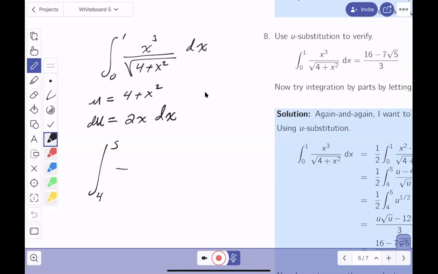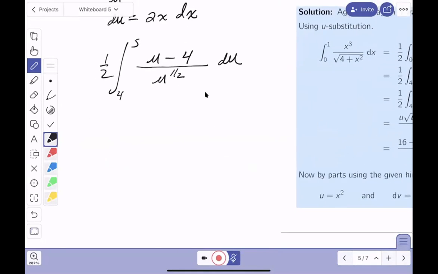And what do you get on the bottom? I'll write it down for you. You would get u to the 1/2 power. I've got troubles on top. What do I have? I have x cubed dx now. So what do I know about that? That's really just x squared times x dx. What's x dx? It's 1/2 of a du. All right, that's the x dx. What's x squared? It's u minus 4.